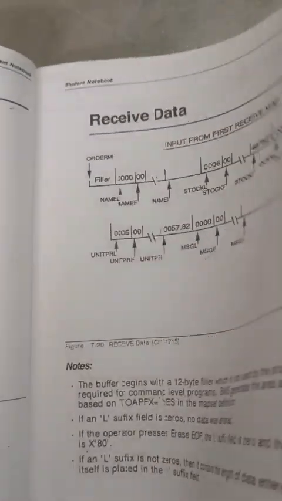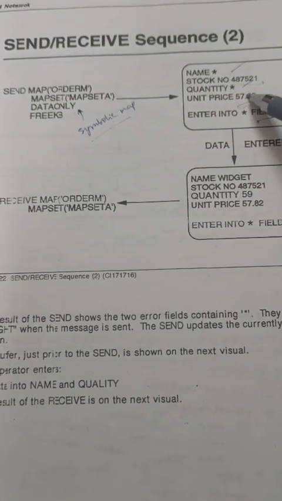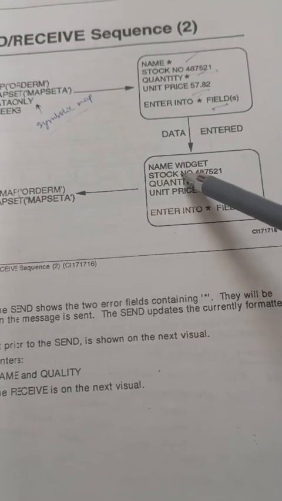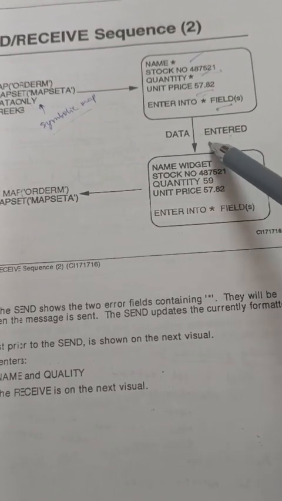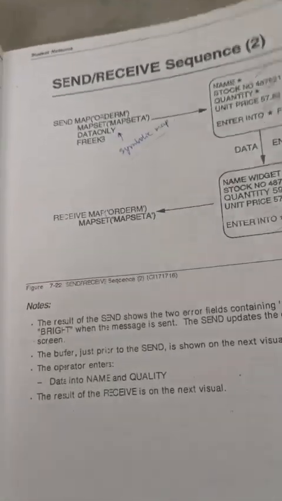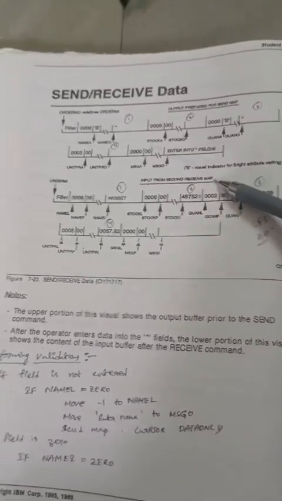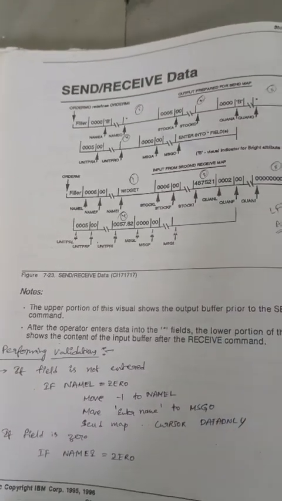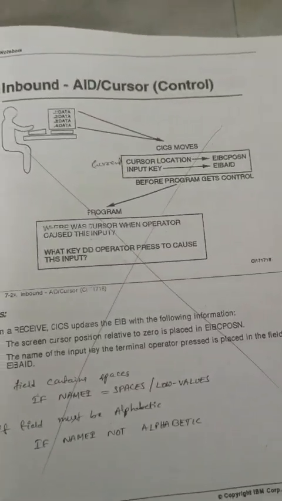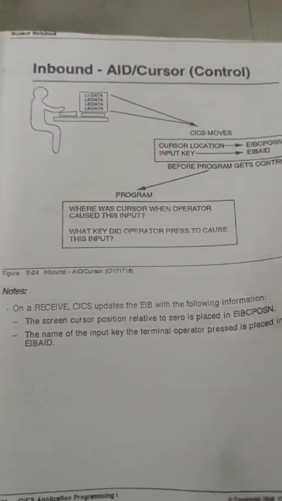But if you are going to send the data, earlier you sent a map, then you have to mention this is the data only in the syntax. After the data has been entered, you can see this is the data you are going to display. And this is a sample of how internally the data is stored here. This is inbound and outbound, out of topic. I am skipping this topic.